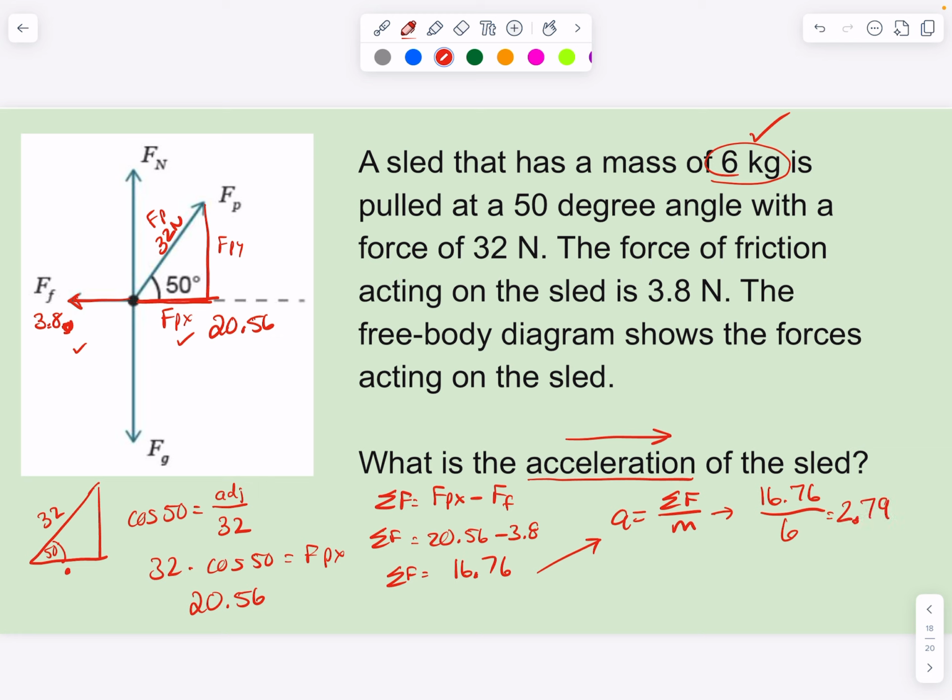And if I round to the nearest tenth, I would say 2.8 meters per second squared. All right, and that's our last one of these for the day.